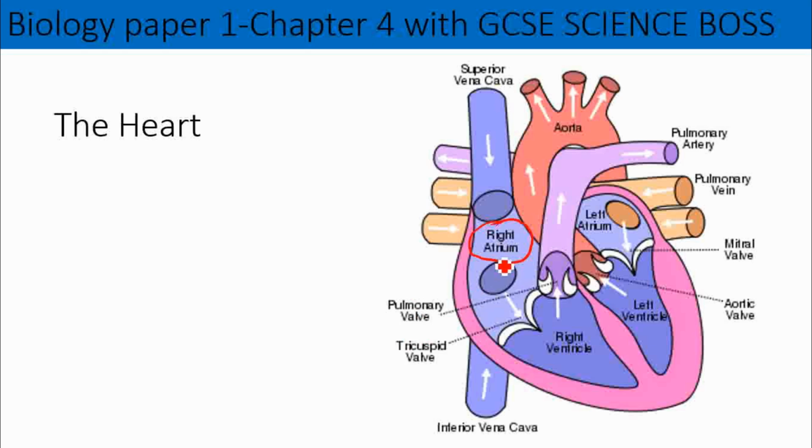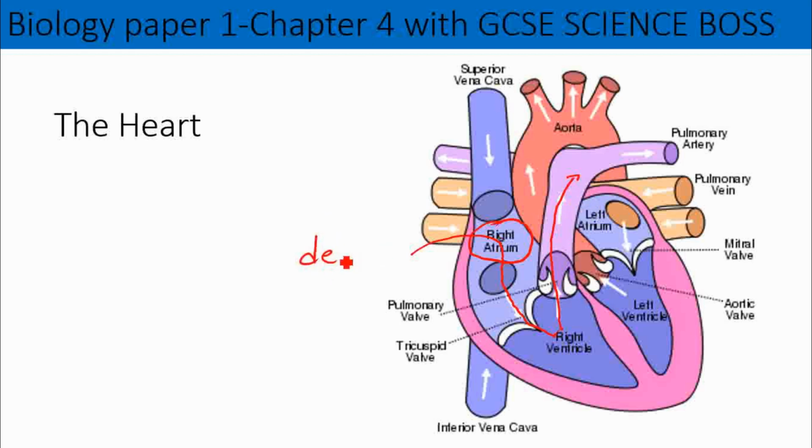Now your top chambers are called the atria, plural, atrium, singular. So the top chambers, you have your left and your right atria. You have your right atrium, which gets the blood from the vena cava. So the blood comes in here. It goes through your tricuspid valve. Now this valve prevents the backflow of blood. It then goes to your right ventricle. From your right ventricle, it then goes to your pulmonary artery, the only artery which contains deoxygenated blood.